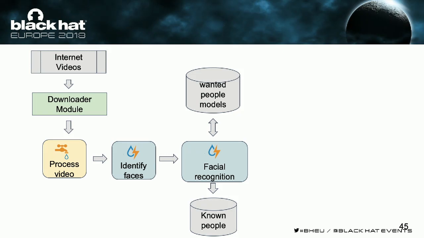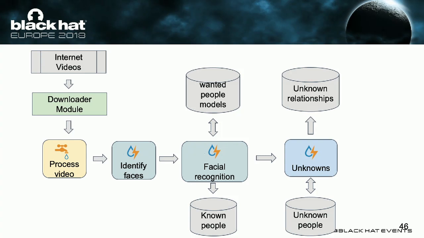And then in the next step, we are trying to recognize who is in this image. When we know that a person is in the image, we store them in the known people database. The wanted people models are trained with CNN, because it's an offline process and we can spend a lot of time training on the dataset. And the last step, and the more complicated, is what can we do with all the people that we don't know, the people that we don't have in our training dataset.